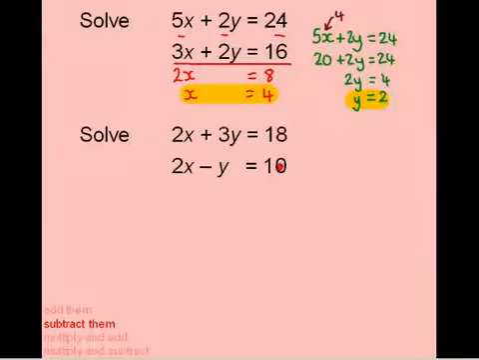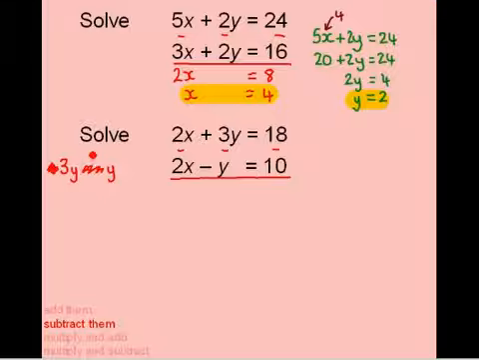For this one, I can see that 2x is the same as 2x, so if I subtract these ones, this will work for me. 2x minus 2x is nothing. Plus 3y minus y is tricky, so I'm going to write it out over here. Plus 3y minus y. Now plus 3y is just 3y. Minus next to each other can be replaced with a plus. So this is really 3y plus y, which is 4y. So here I've got 4y, and then 18 take away 10 is 8. I can divide both sides by 4 to get y equals 2.